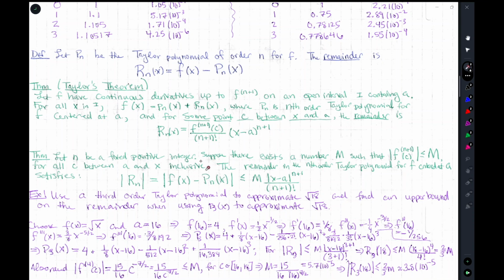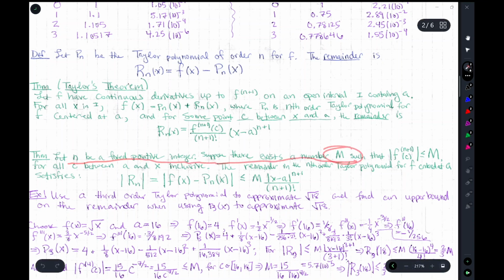Okay? And it might seem weird, if you don't even know what c is, you can't have some formulaic way of finding it, then what's the point of having that remainder term and quantifying it this way? Well, this next theorem will help us. Let n be a fixed positive integer. Suppose there exists a number m such that the n plus first derivative of f evaluated at c is less than or equal to m.